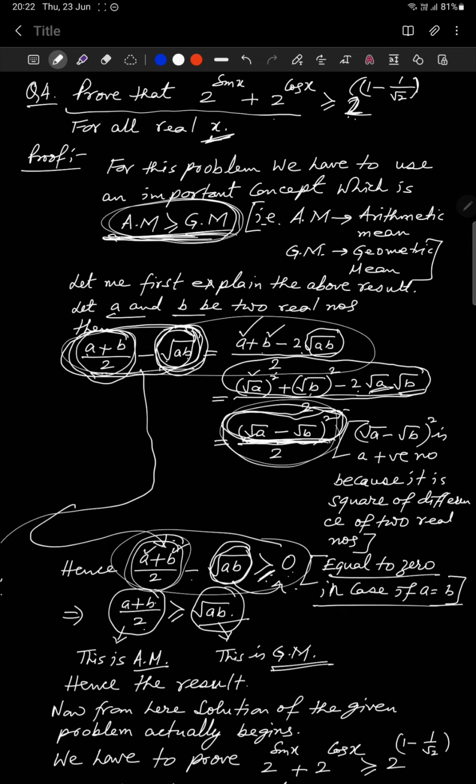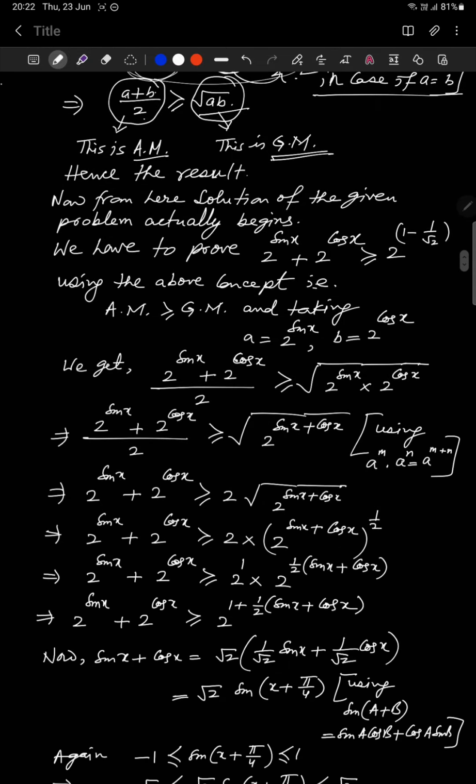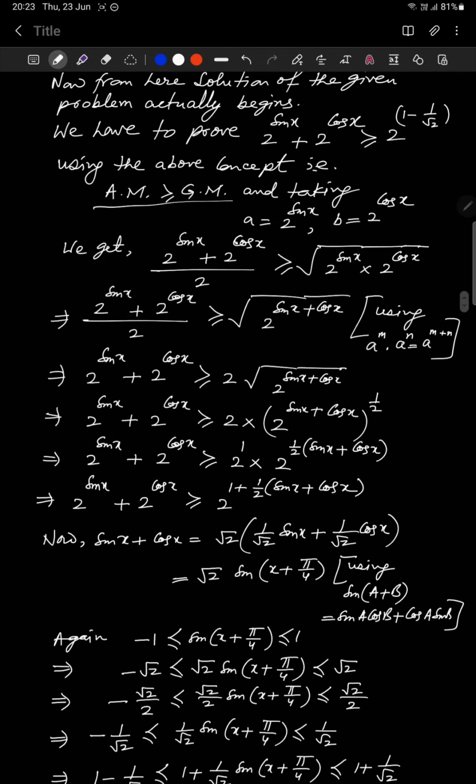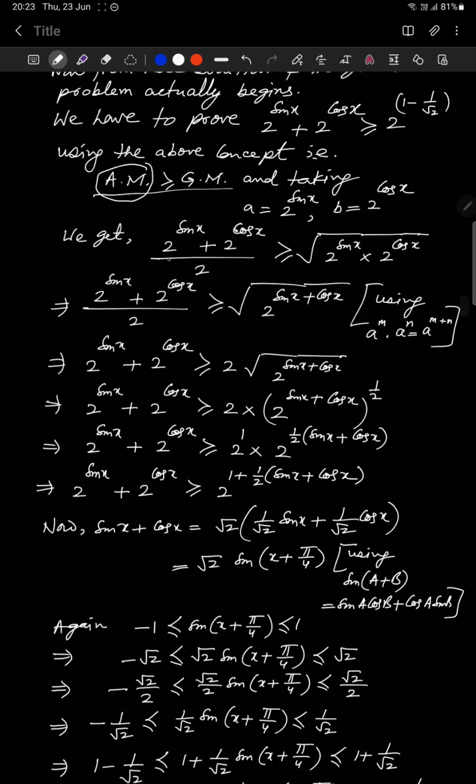Now we are going to use this particular concept, that is, arithmetic mean is greater than or equal to geometric mean, in this particular case. For the problem which is given to you, we take this one as a and this one as b, so that using arithmetic mean is greater than or equal to geometric mean, in place of arithmetic mean we can write 2 to the power sin x plus 2 to the power cos x whole divided by 2, as we have taken this one as a and this one as b, and a plus b whole divided by 2, greater than or equal to, in the right hand side, the square root of a multiplied by b.